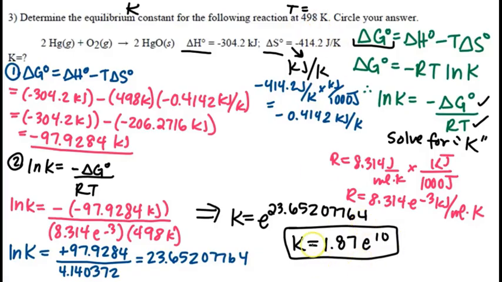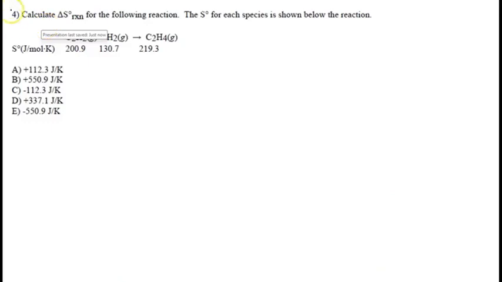Let's move on to question number 4. All right, question number 4 says, calculate delta S naught of the reaction for the following reaction. They say that the S naught for each species is shown below, meaning they're giving you that standard state value. All right, we have C2H2 plus H2 gas is going to form C2H4.